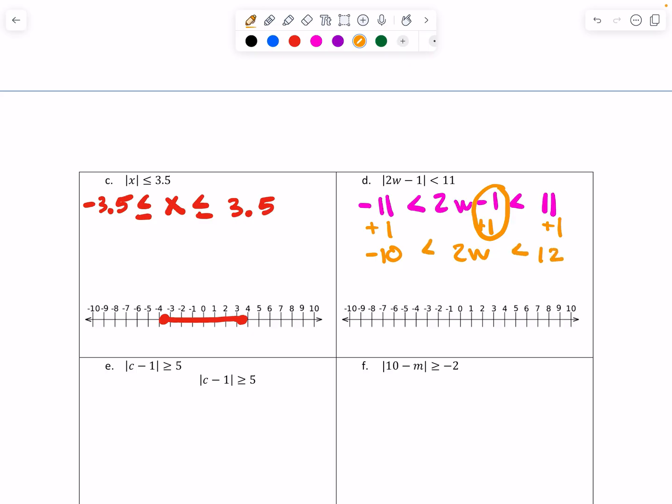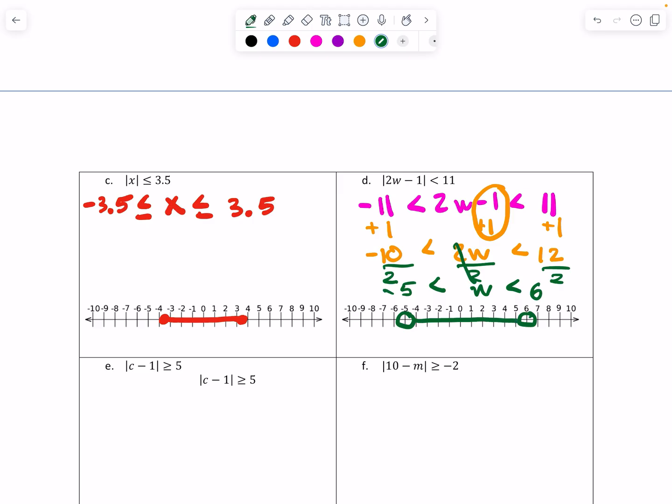Copy down your inequalities. And now to get rid of that 2, if I divide by 2, this will reduce down to just 1w like I want. So we'll divide by 2 on the left side and the right side as well. Negative 10 divided by 2 is negative 5. 12 divided by 2 is 6. I divided by a positive number, so my inequalities will stay the same. So then I'll graph it, circle negative 5, circle 6, leave them open because we don't want to include them, and then everything in between.